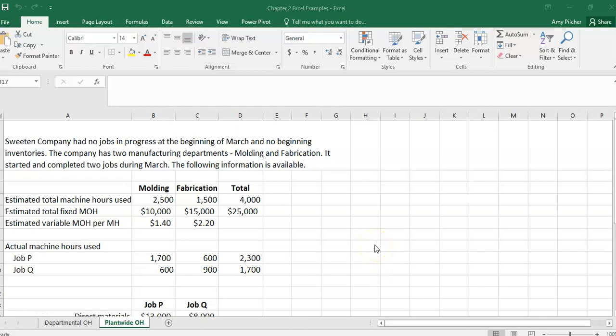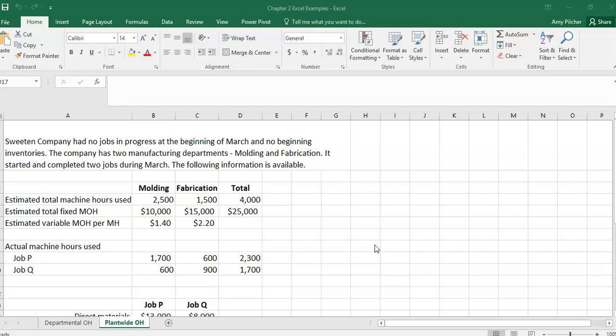In Chapter 2, we look at job costing examples and how we allocate costs to individual jobs. So in this example, we're going to look at allocating costs to jobs using two different methods of overhead allocation. The first example we're going to look at is single plant-wide overhead allocation. So we have one rate for allocating overhead to all jobs throughout a period.